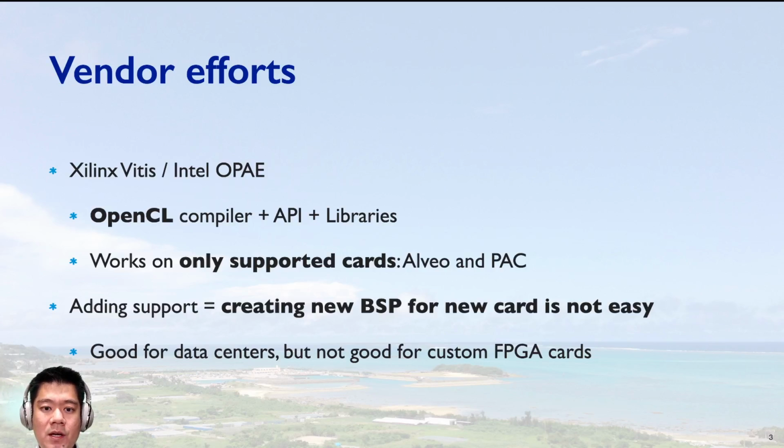Of course, the vendors are working hard on enterprise class accelerator cards such as Alveo or PAC. They are programmable through OpenCL based tools, but designing a BSP or shell is almost impossible for end users because the very detailed specification is not open. So this kind of commercial tool is very good for data centers, but not good for custom FPGA cards or any other applications outside the data centers.